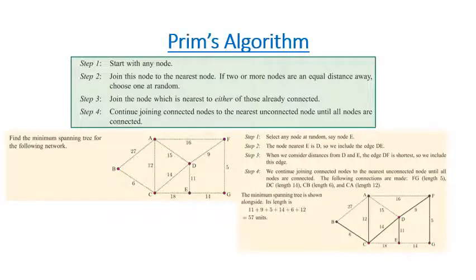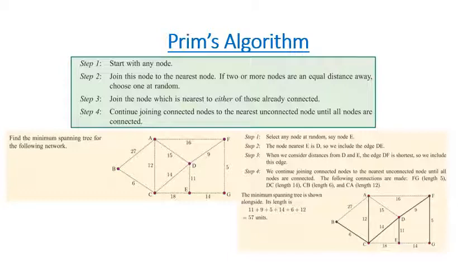So there are a couple of algorithms that we can use to find the shortest connection. The first one we're going to talk about is Prim's algorithm. We start with any node, and then we join the node that we're starting with to the nearest next node. If there are 2 or more nodes at an equal distance, then we just choose one of them at random. Once we've done that, we join the node which is nearest to either of those already connected, and we continue joining nodes until all the nodes are connected in a spanning tree.